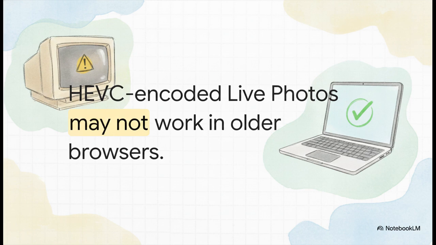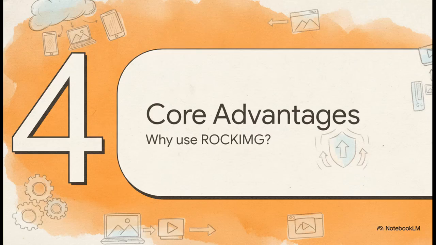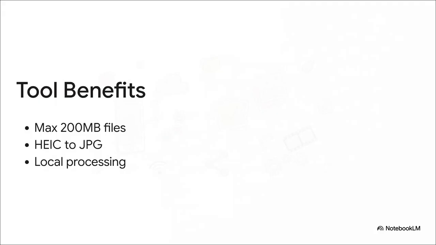All right, let's wrap up with part 4, the core advantages of using these tools. Let's rapid fire through these benefits because they're pretty great. First, it handles files up to a massive 200 megabytes. To put that in perspective, you will practically never hit this limit with a standard live photo. Second, the automatic HEIC to JPG conversion removes all the guesswork for you. Third, it precisely extracts exactly what you need, whether that's the video or the keyframe still.